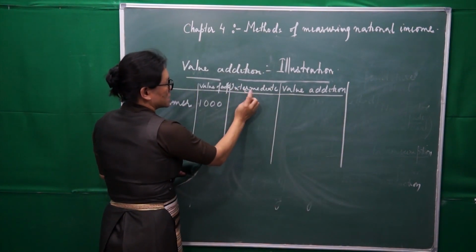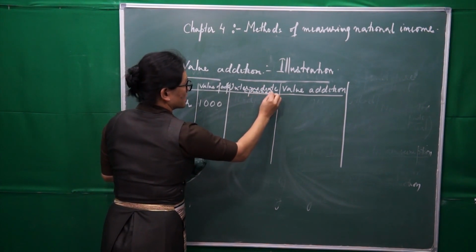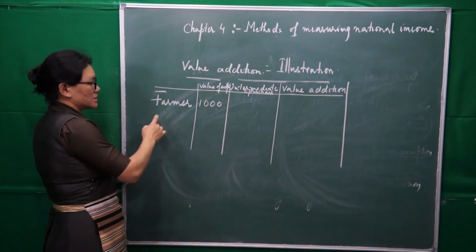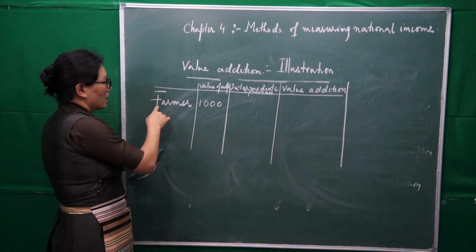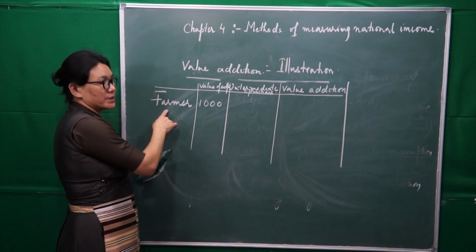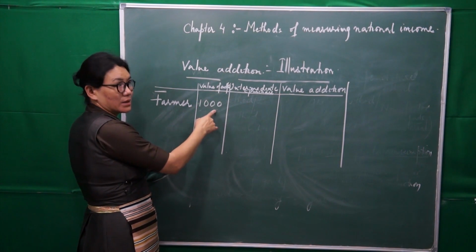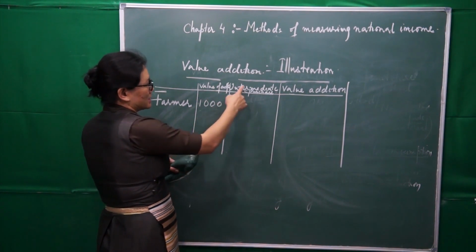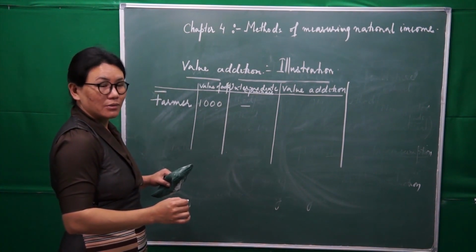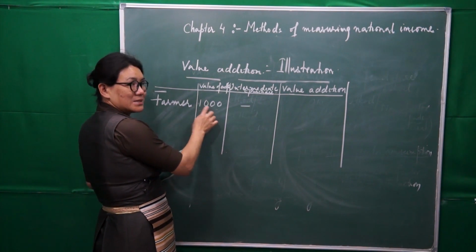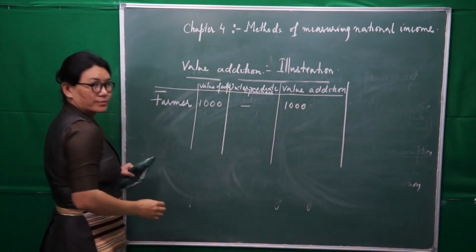So under this one, intermediate consumption, or we can put it like this, purchase. Right. Now see here, I said farmer is a producer. And this producer is producing wheat, and the value of this wheat is 1000. Let us take this intermediate consumption as 0. Okay, we will assume this one. So what will be his value addition? It is just 1000. Right?